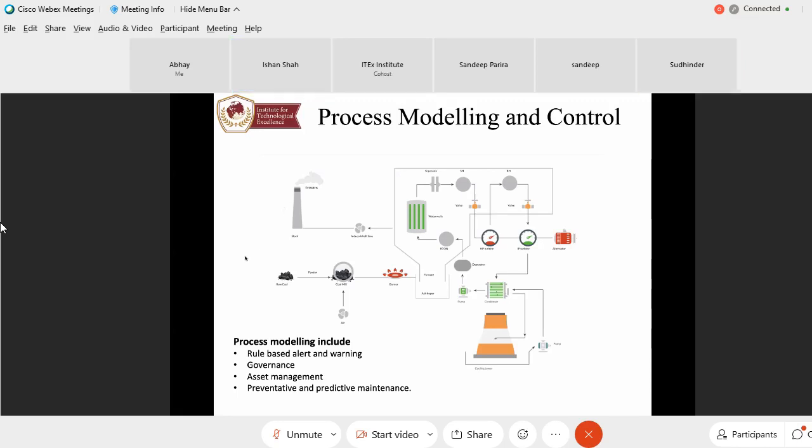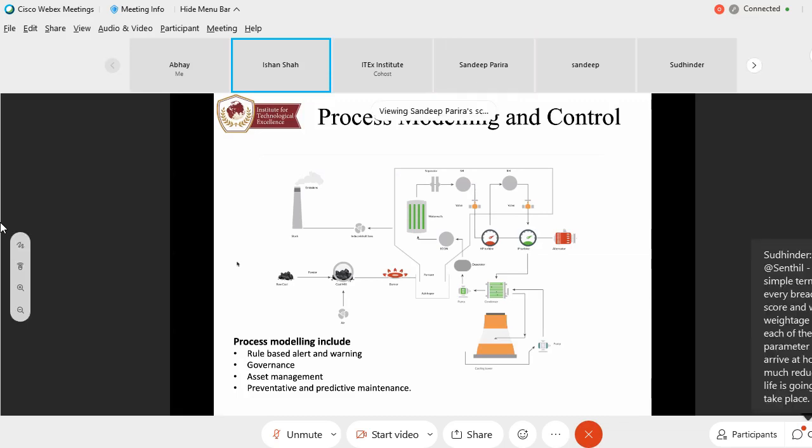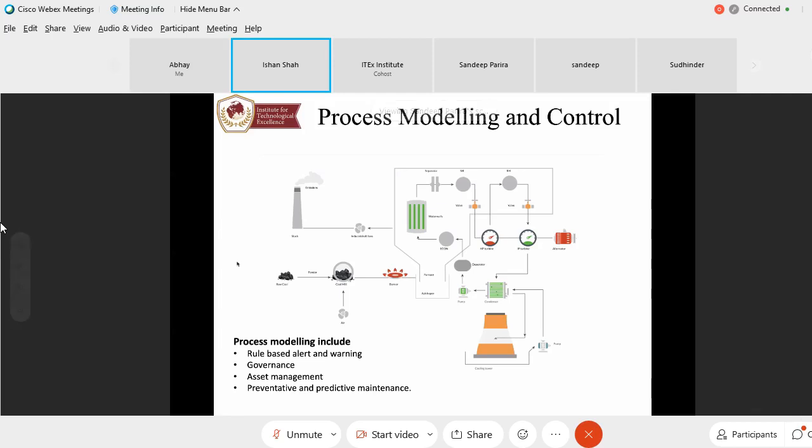Can I ask one question? Yeah, please. Hi, Sandeep, this is Ishan. I was just wondering, usually when we say we are using AI/ML for predictive maintenance of an asset, usually we depend on some kind of historical data for an asset. Now, in cases where that data is not available for some reason, what can be done? Can we do a simulation on a digital twin? Would that be a good idea?